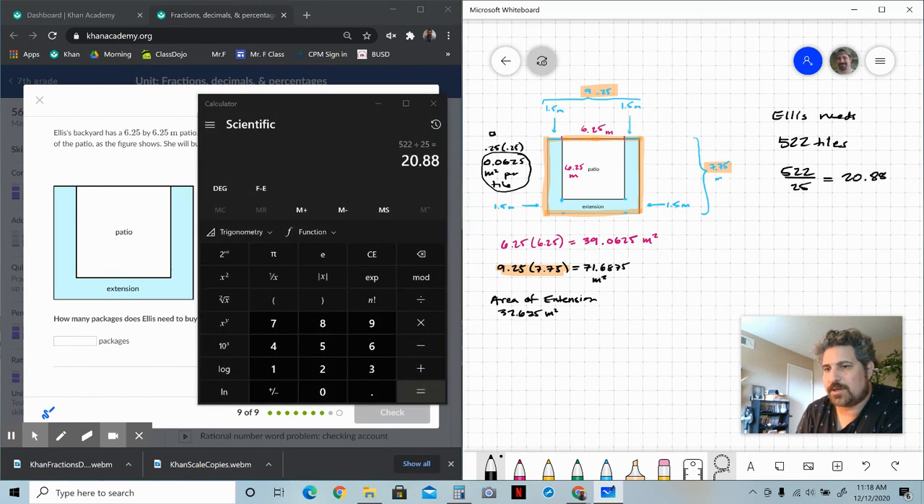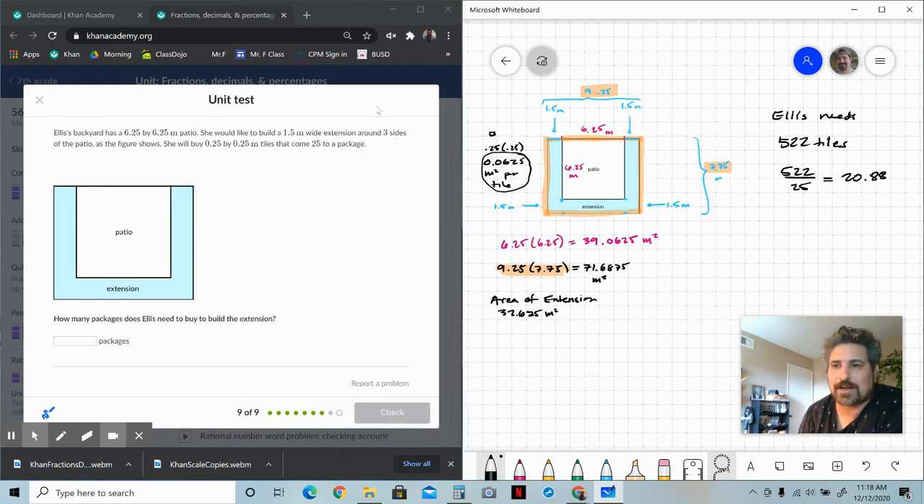So she needs to buy 20.88 packages, but you're not going to be able to buy 0.88 packages. Sorry, they don't sell them in 0.88s. They sell them in whole packages. So it says, how many packages does Ellis need to buy to build the extension? Well, you can't just buy 20. It's not going to be enough. You can't buy exactly 20.88. So how many packages would you need to buy?